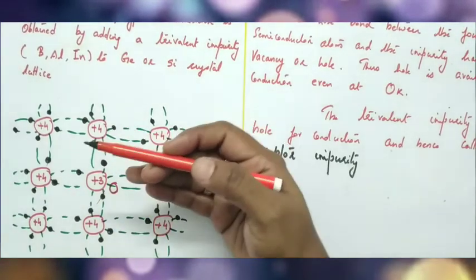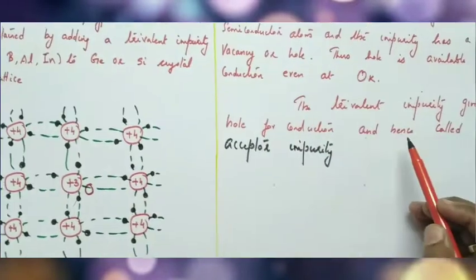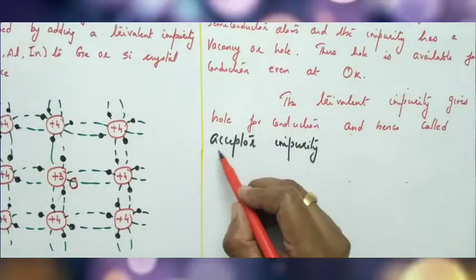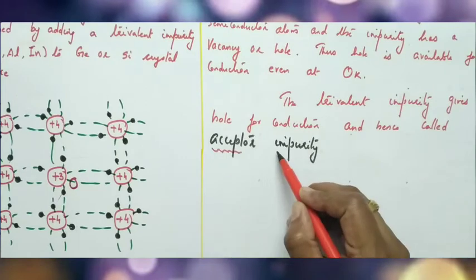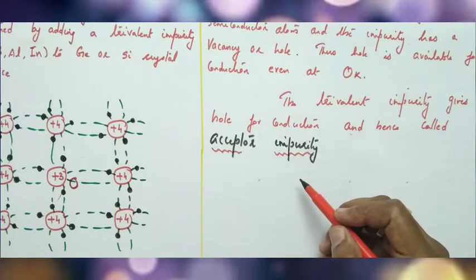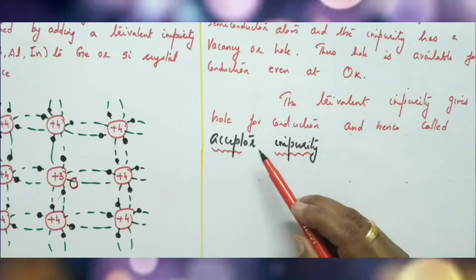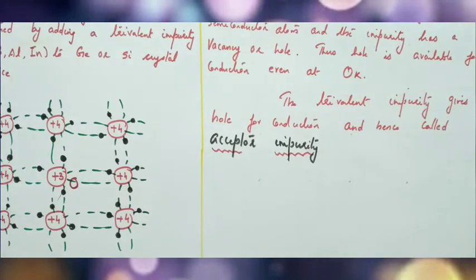We know that a hole is a positive charge, and it can accept an electron. Hence the trivalent impurity is called an acceptor impurity. We know that in an n-type semiconductor, the pentavalent impurities are called donor impurities. Similarly, in a p-type semiconductor, the trivalent impurity is called an acceptor impurity.